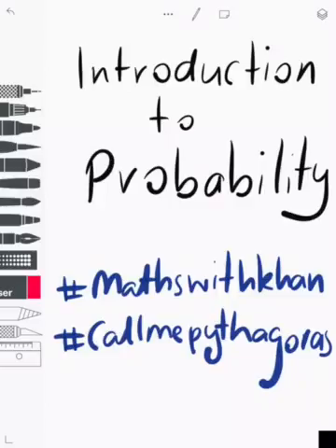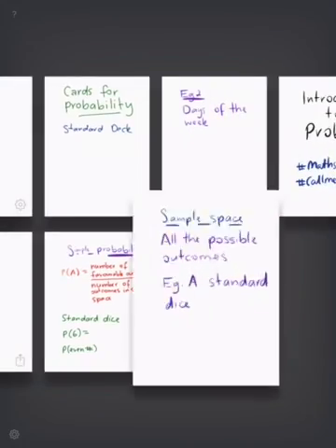The most common form of showing probabilities is as a fraction, and the reason why we show probability as a fraction is because it allows us to see the sample space and the possible outcomes, and I'm going to explain to you what they are in a second. So let's start with sample space.